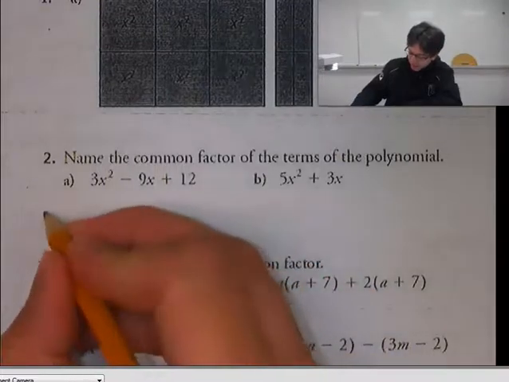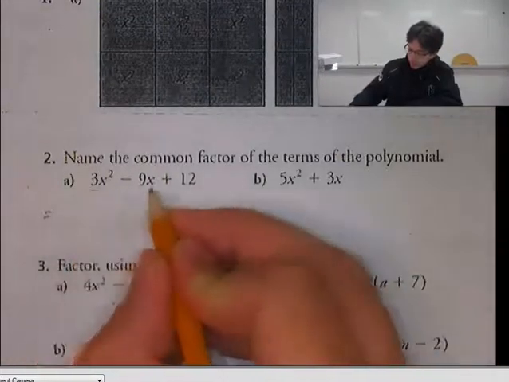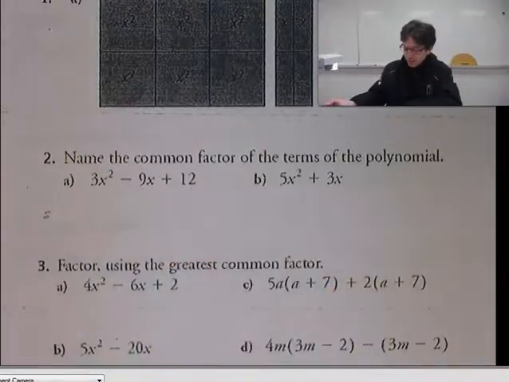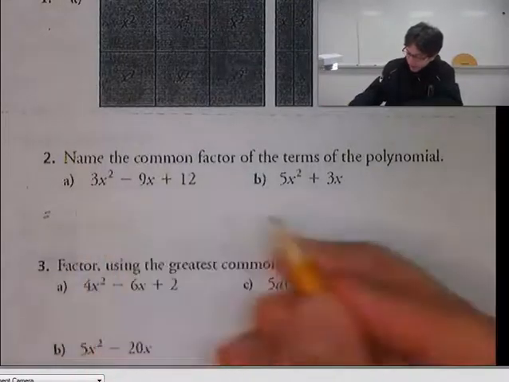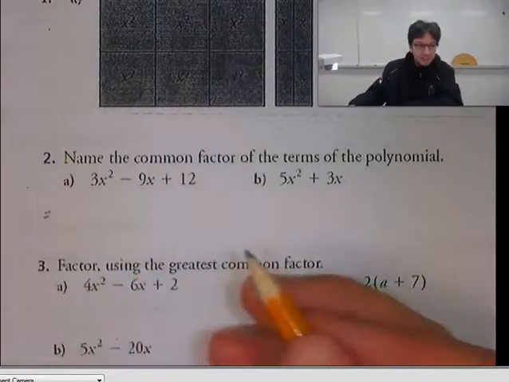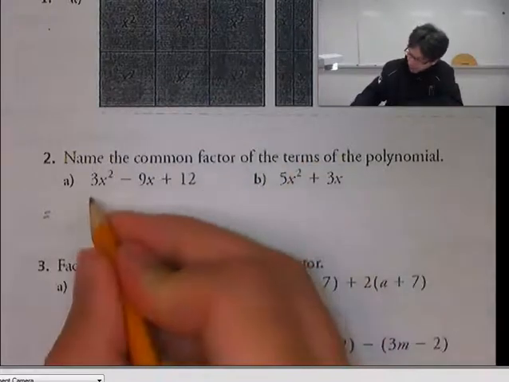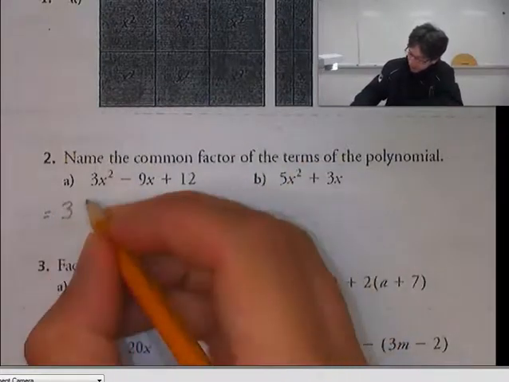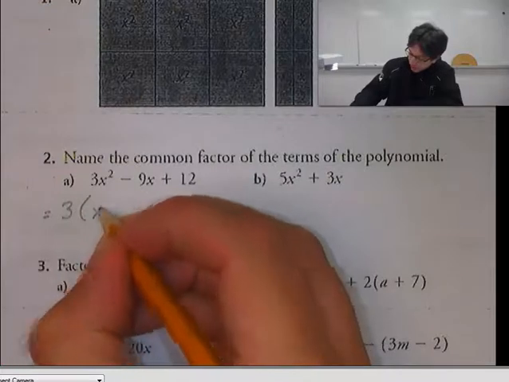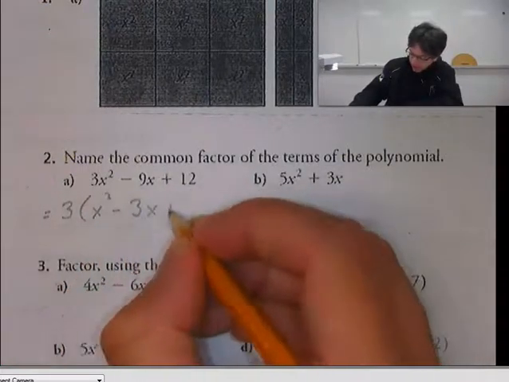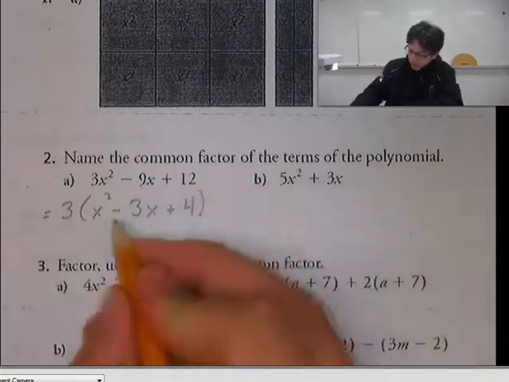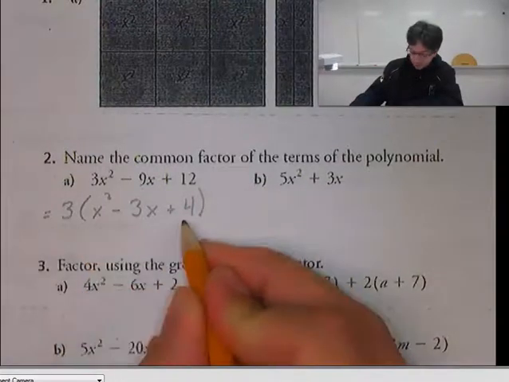Alright, so a couple more examples. So in this case, you can probably see that each coefficient is divisible by 3. Looks like that's the greatest common factor, so we'll go with it. If it's not, that's okay. We'll just see that there's more things we can factor out. But we'll start with the 3, and that'll be x squared minus 3x plus 4. And it looks like that's as far as we can go.